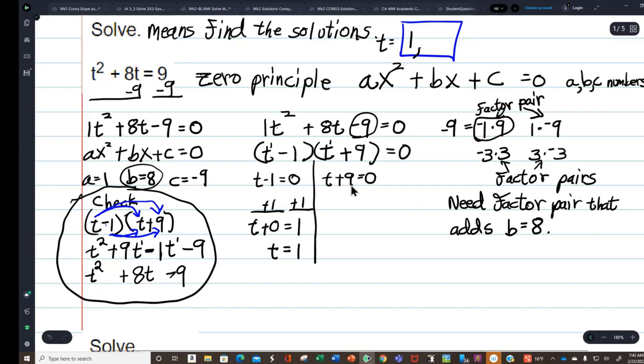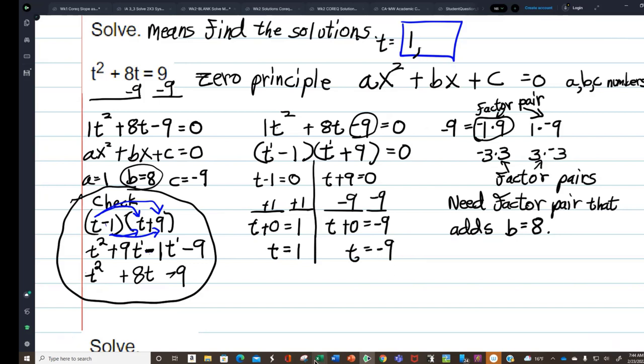Okay, now over here, I'm going to solve T plus 9 equals 0 by subtracting 9 from both sides of the equation. 9 minus 9 is 0, so we'll have t plus 0 equals 0 minus 9, which is negative 9. T plus 0 is t, so t equals negative 9. That's your other solution. Negative 9.